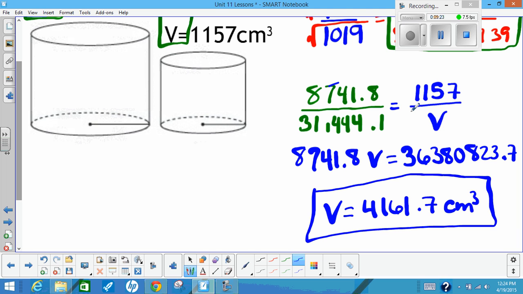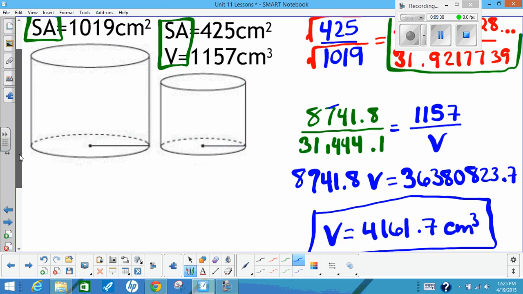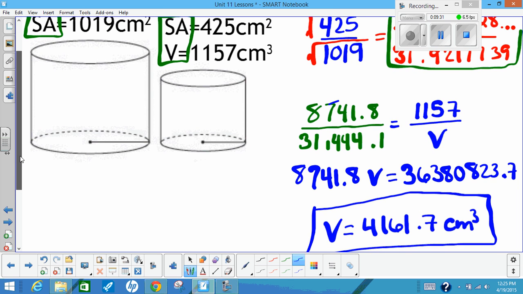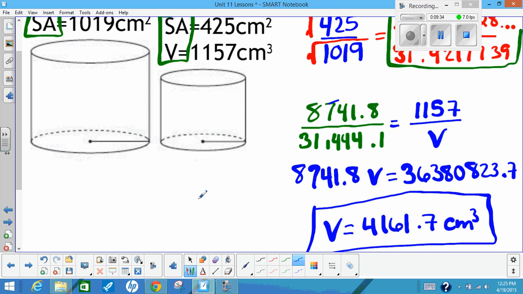And of course you should make sure that your answer makes sense. This volume is larger than the smaller volume, which should be the case if we've done this correctly. It's not too much bigger that it's out of the question that this is correct, so we're good to go here. And again, if we were more precise, this number might be a little bit different. And again, if you have questions about that, we can go over it in class.